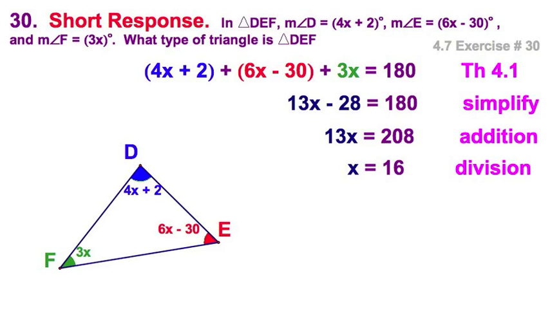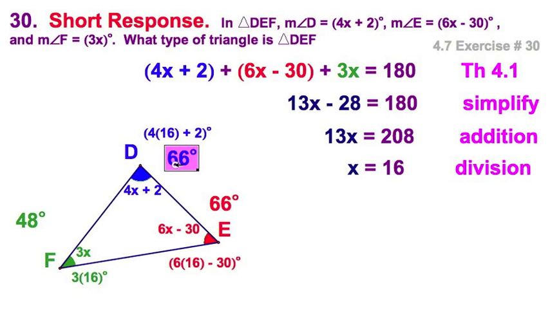So let's look at this. Let's do some substitution here. Now this is the geometry part, it's the thinking part. So I'll just substitute the 16 into these three expressions. And, well, what do I get? Oops, covering over there. I'm going to get 66 for angle D, 66 for angle E, and 48 for angle F.